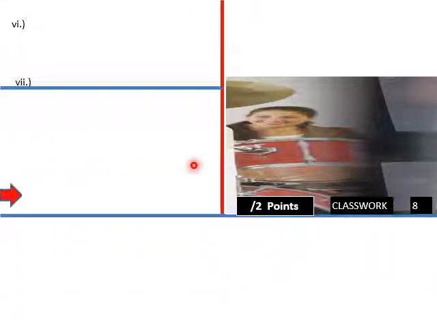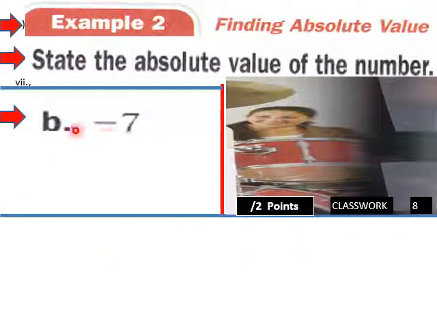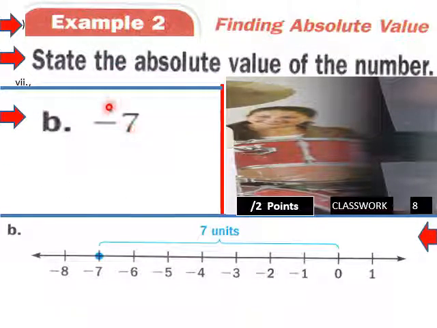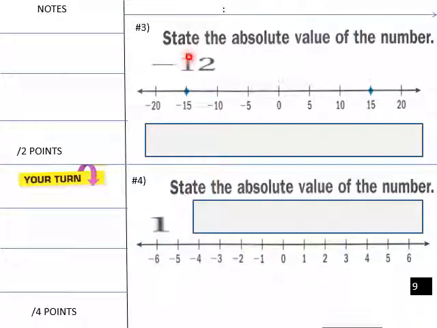Okay, that's cool. What's next? Okay, find an absolute value again. State the absolute value of the number. So now we have negative 7. What's the absolute value of negative 7? So here's 0, here's the origin, and we go over here to negative 7. We plot that. How many units is negative 7 from the origin? It's 7 units from the origin. So the absolute value, the distance between negative 7 and 0, is 7. So the absolute value of negative 7 would be 7. So that'd be your absolute value.